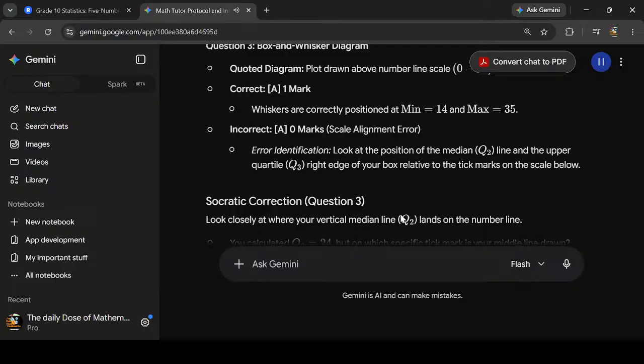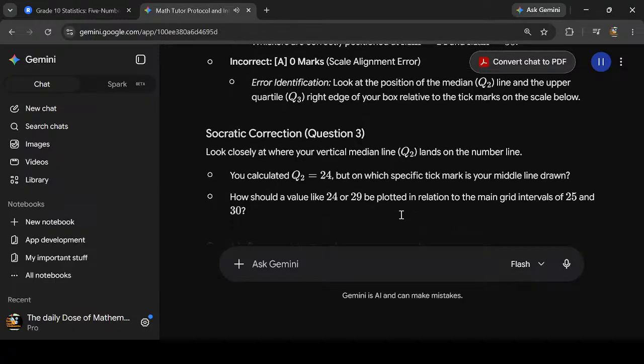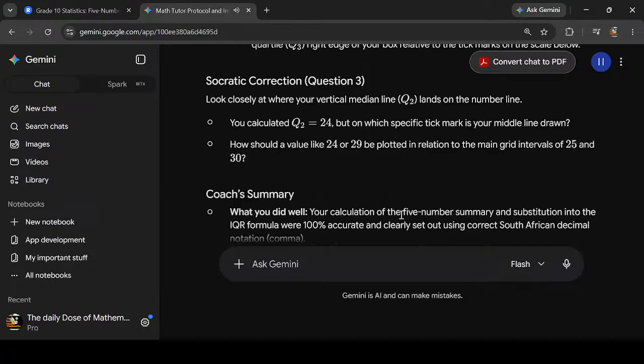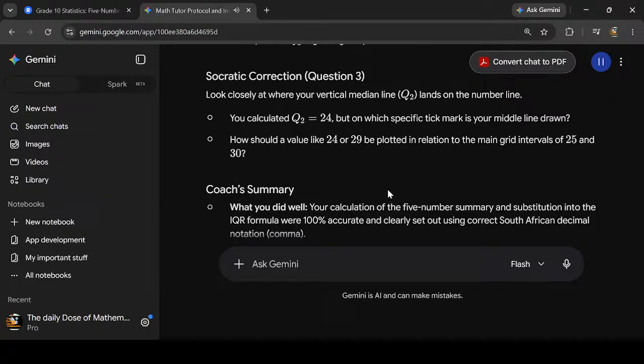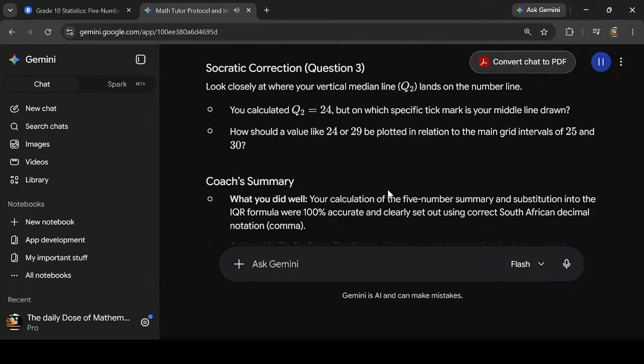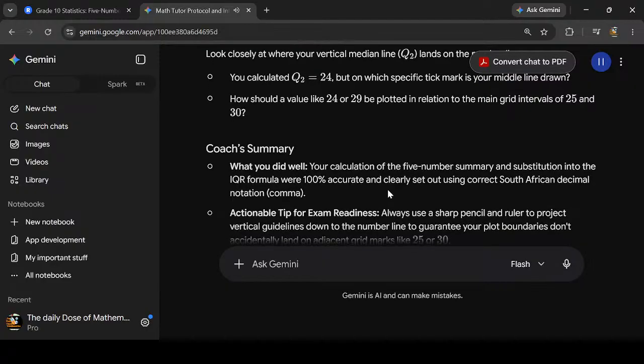Error identification. Look at the right edge of your box relative to the vertical median line. Q2 lands on the number line. You calculated Q2 equals 24, but on which specific tick mark is your middle line drawn? How should a value like 24 or 29 be plotted in relation to the main grid intervals of 25 and 30?